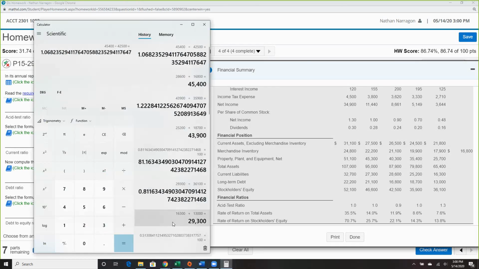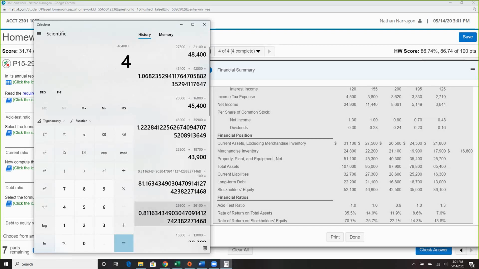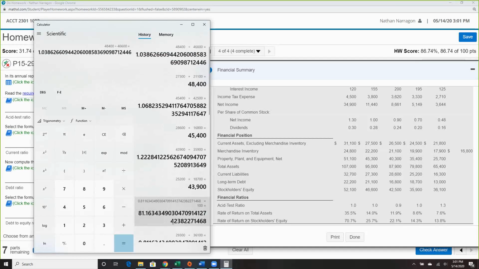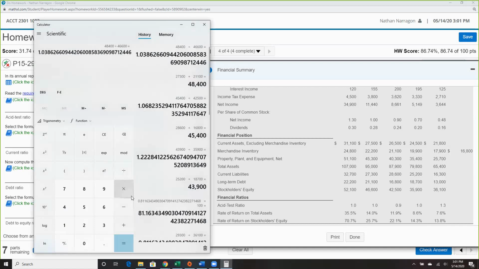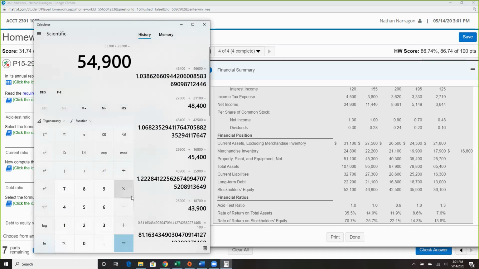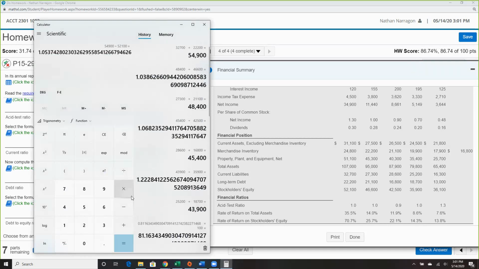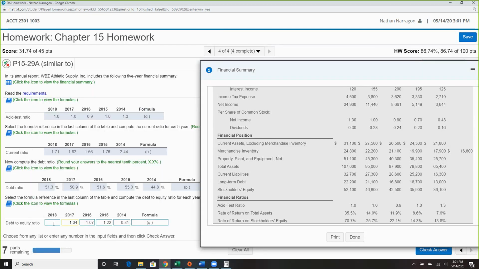17. Now, if it wasn't 5 years, it would be a little bit easier for us. But man, really 5 years. And you see why most of the time we actually use Excel sheets, just input numbers, and it calculates all these ratios for us. Because it does take quite a bit of time to do it. 32,700 plus 22,200 divided by equity, 1.05.